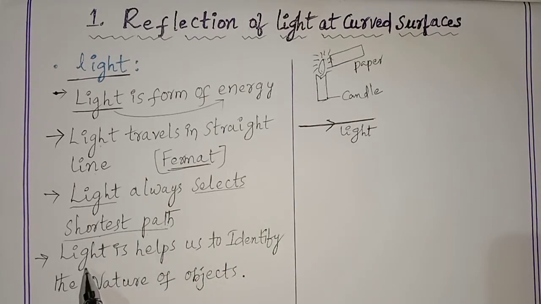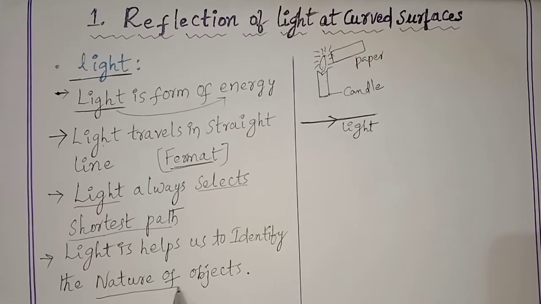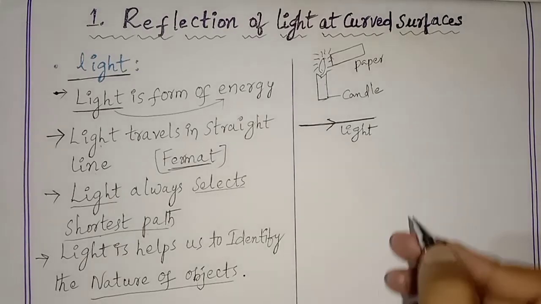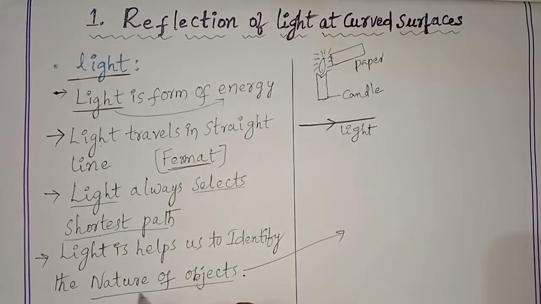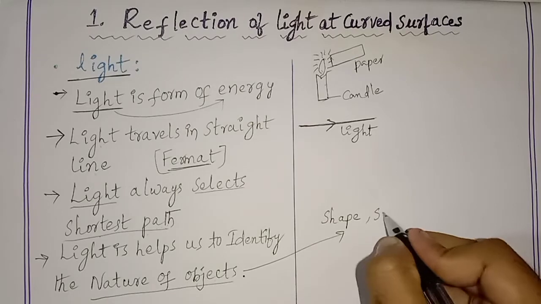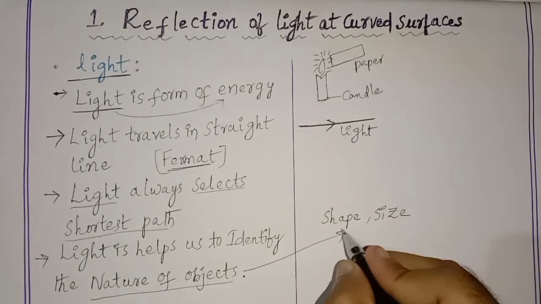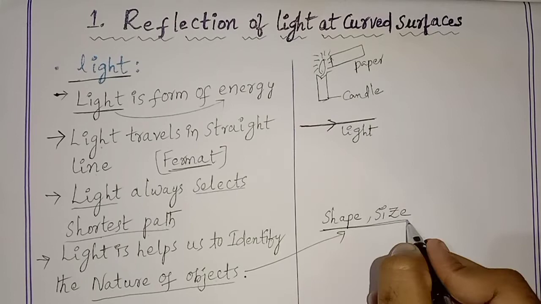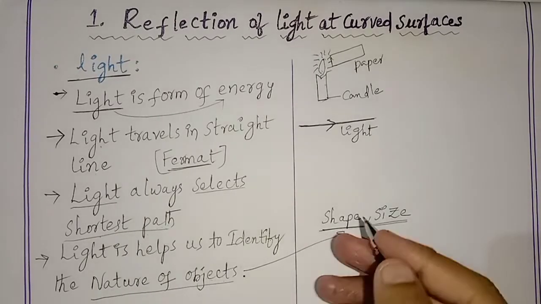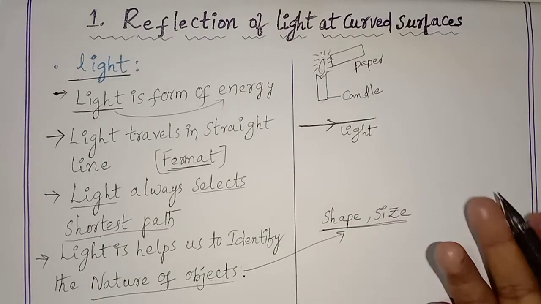And now one more property: light helps us to identify the nature of objects. What do you know about the nature of objects? Objects have some nature. So what natures are there? Remember, nature of object means shape, size. Shape and size are the major nature of objects. We know very well that different objects have different shapes and different sizes.